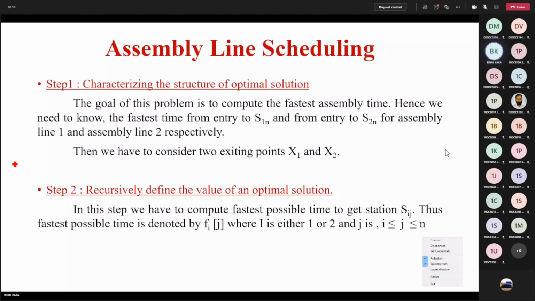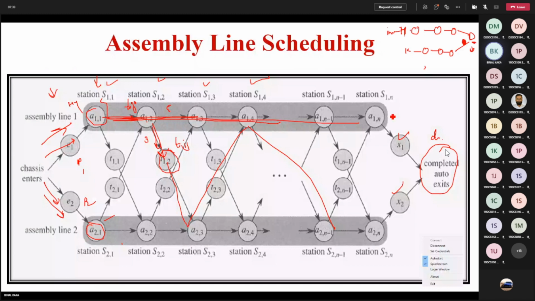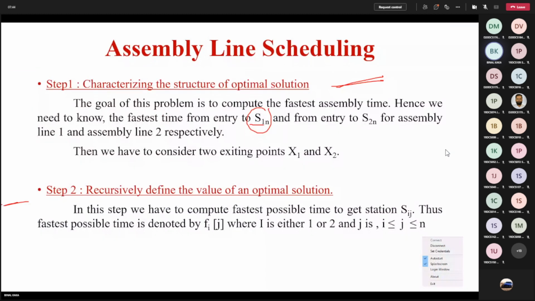So let's take some steps. I'm just reading the steps. Whenever we do the example, you'll get a better idea about the steps, right? Step 1: the goal of this problem is to compute the fastest assembly time. We have to find the path which is the fastest and shortest also. Hence, we need to know the fastest time from entry S1 and from entry S2, where S1 and S2 are the stations from one station to n number of stations, right?